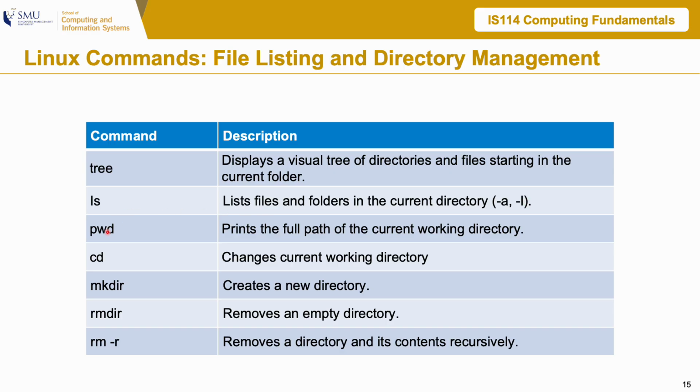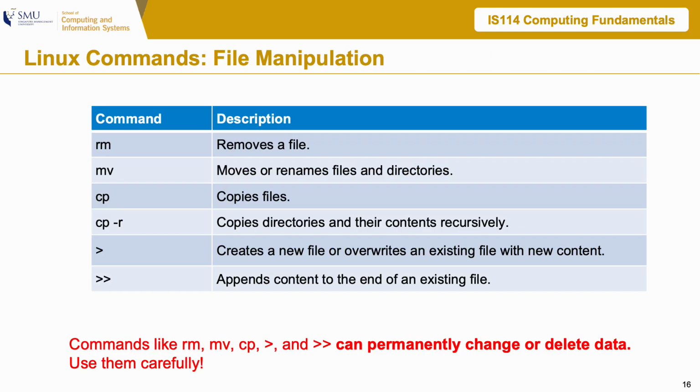pwd is used to print the current working directory, and cd is used to change the current working directory and move to another folder. mkdir is used to create a new directory, and if you want to remove an empty directory, you can use rmdir. Pay attention here, rmdir only works for an empty directory. If you want to delete a directory that is not empty, you have to use rm -r. If you want to remove or delete a file, you need to use rm.